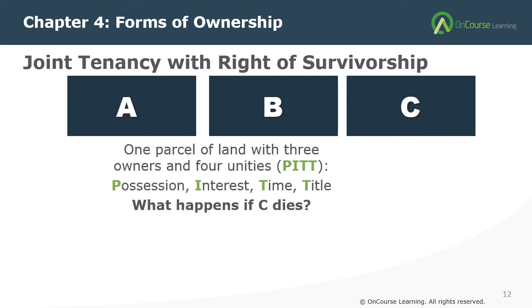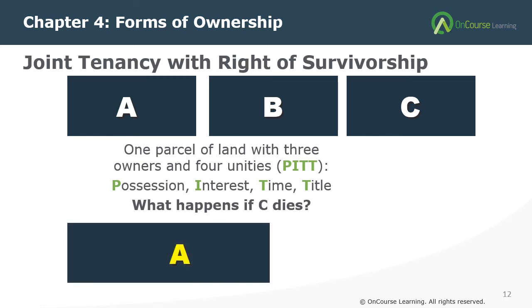That means in terms of possession, they each enjoy undivided possession of the whole. In terms of interest, all of our owners own one interest together. Time means that they've all acquired their interest at the same time. And in terms of the unity of title, all have acquired interest from the same source.